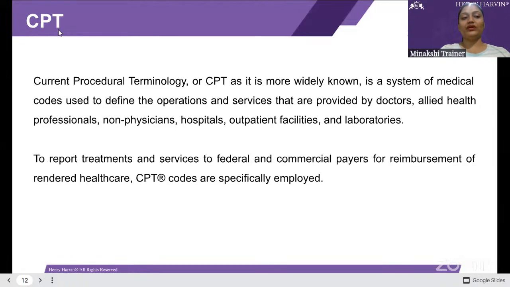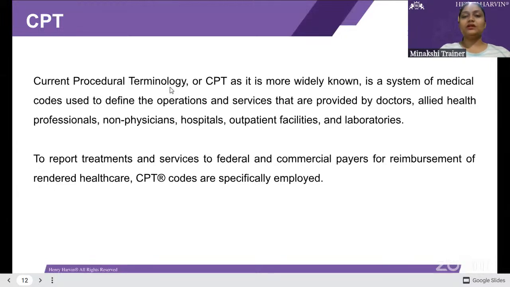The next type of coding we are going to discuss is CPT coding. So first, what is CPT? CPT stands for Current Procedural Terminology. This book has been published by the AMA, the American Medical Association, in the year 1966. That means this coding has been in existence since 1966.